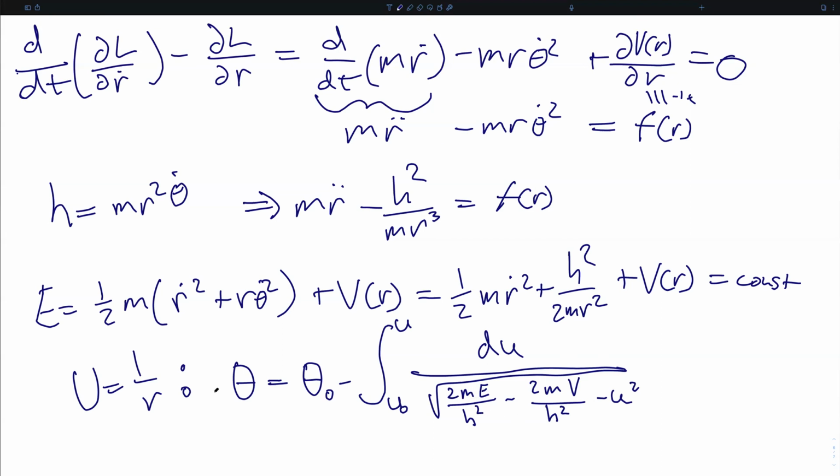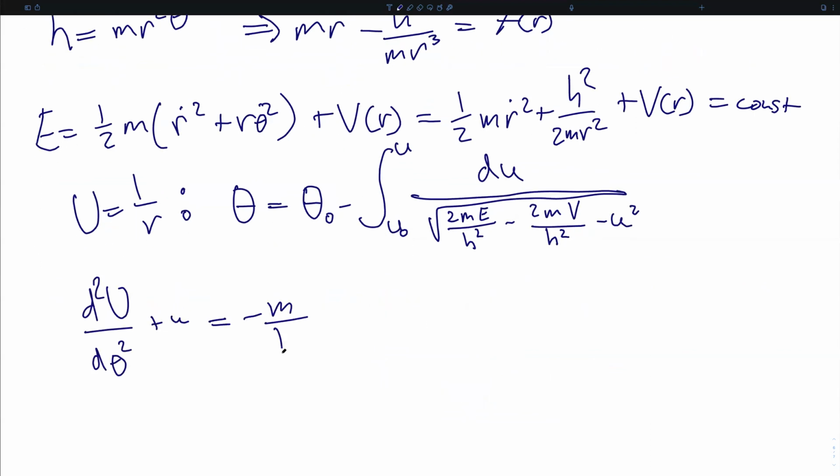And what we find in that case is the second derivative of u with respect to theta plus dummy variable u is equal to -m over h squared, the derivative in u of the potential function, which is a function of r and therefore a function of 1 over u. This statement directly gives us our equations of motion for this two-dimensional central force system.